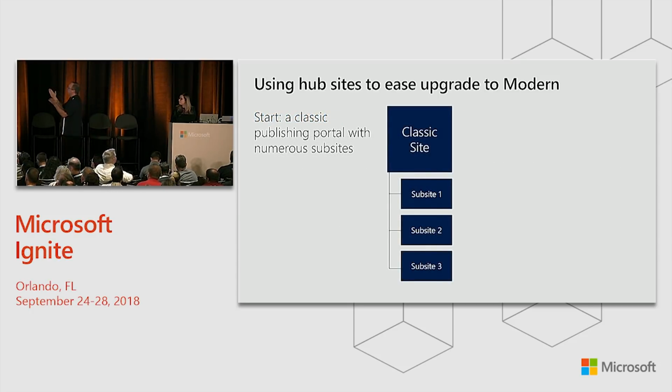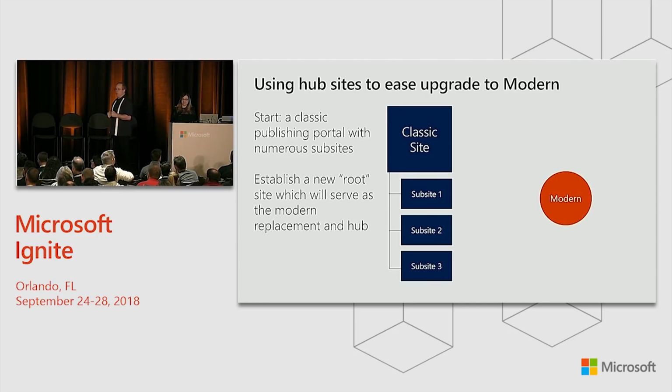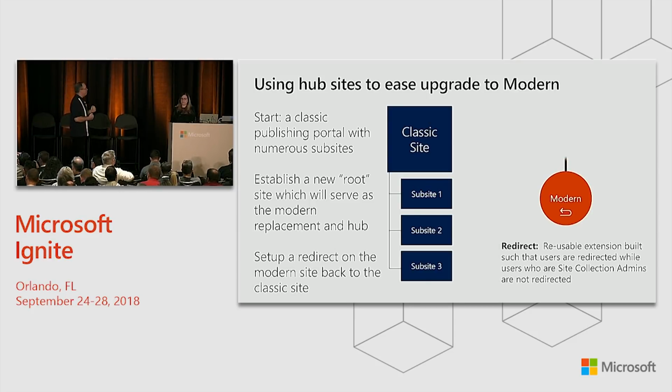So here's your standard site collection, just like I'm sure a lot of you have, with the main site at the top and lots of sub-sites underneath. The first thing we do is provision a new modern communication site. That will serve as the basis for our new site collection. Is it working now? Yeah. Fantastic. So the first thing we do is install a redirect tool.